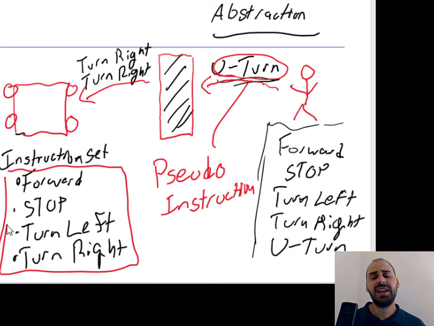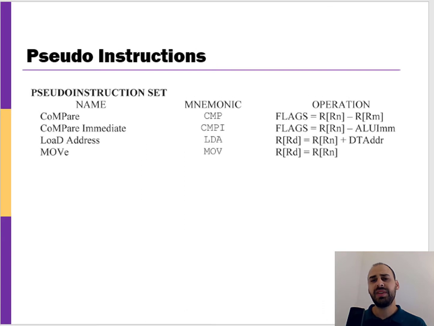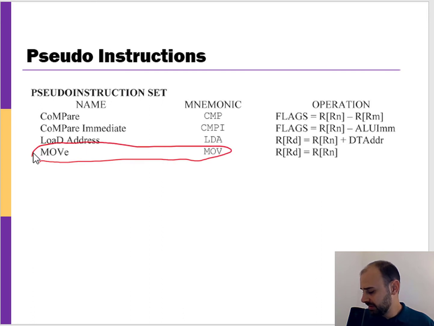And that is exactly what's going on with assembly language. We often use instructions that the hardware does not actually support. If you look in the documentation in your ARM quote unquote green sheet, it lists some pseudo instructions. Let's talk about the move one first, just to give an idea of what's going on there. Let's just talk about the move instruction.